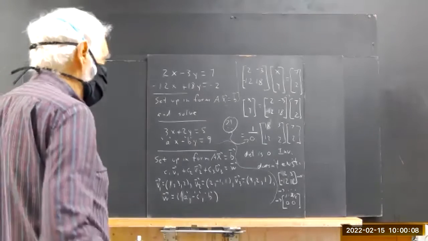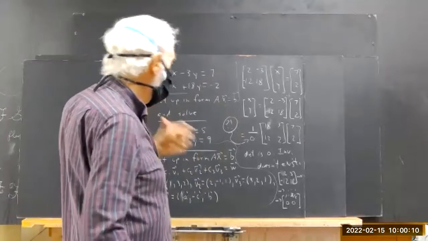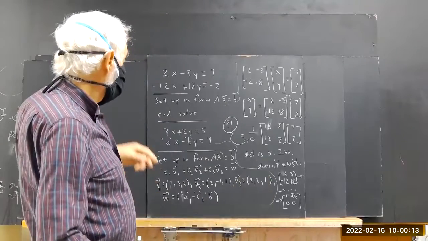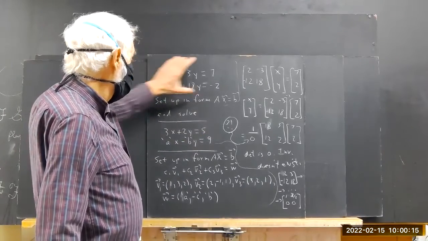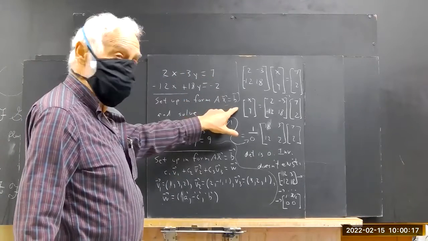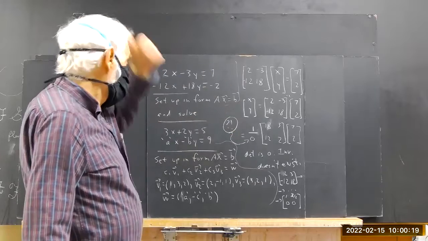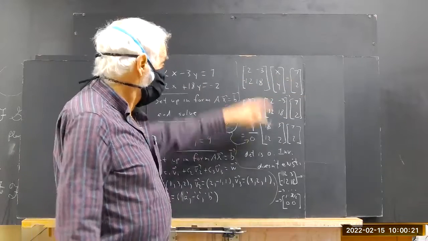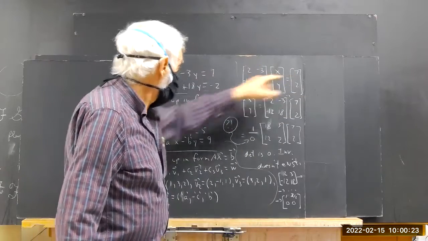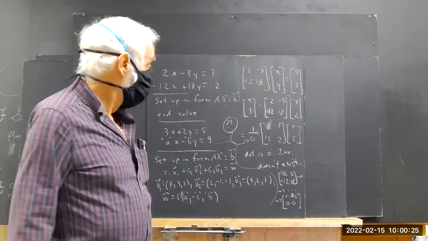Just to get this, okay? Because this is real straightforward. And we're recording. Put this system into matrix format. Actually, it's easy to write down the matrix. 2x minus 3y equals 7. There it is, and so forth.